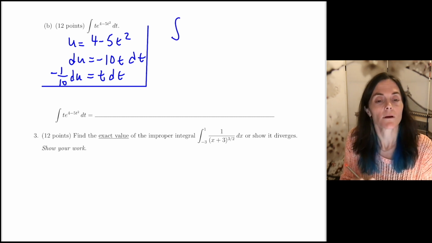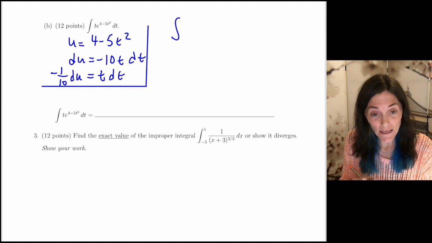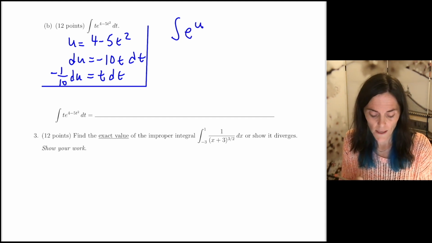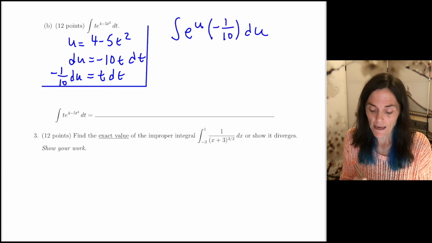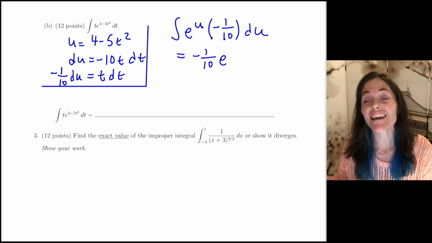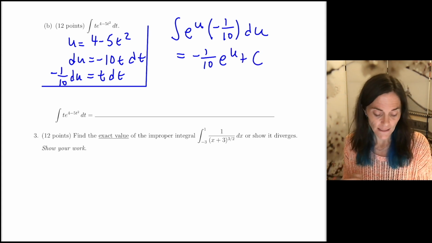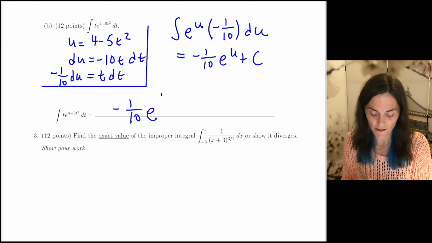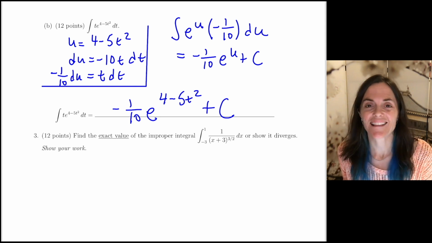So I have an integral. This is where I convert to an integral of u. It goes e to the u. And then t dt is minus 1 over 10 du. Now we integrate. This is the fun part because when we integrate e to the u, we get e to the u, and the minus 1 over 10 just comes along. Finally go back to t, and I'll just put my answer here. Minus 1 over 10 e to the 4 minus 5t squared plus c. This is my final answer. It was substitution in this problem.